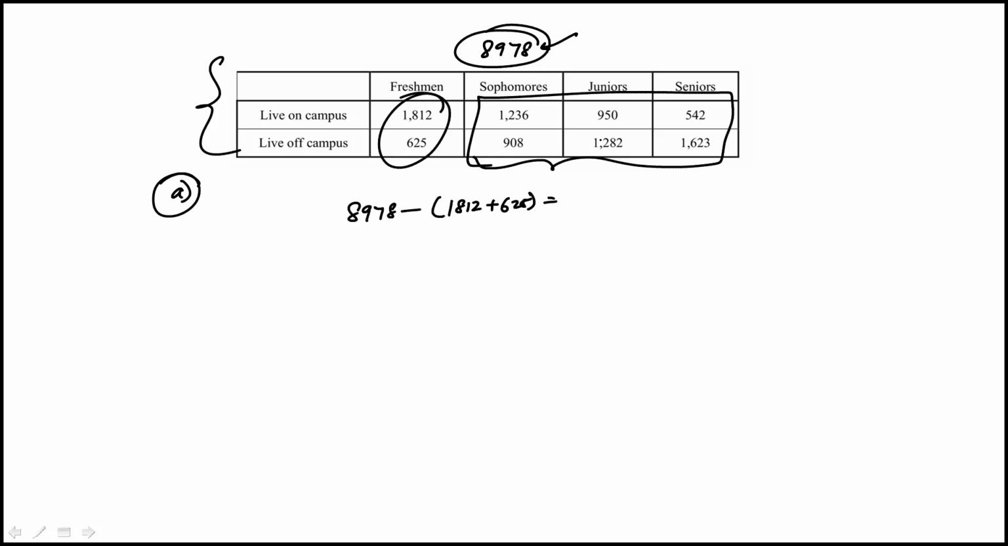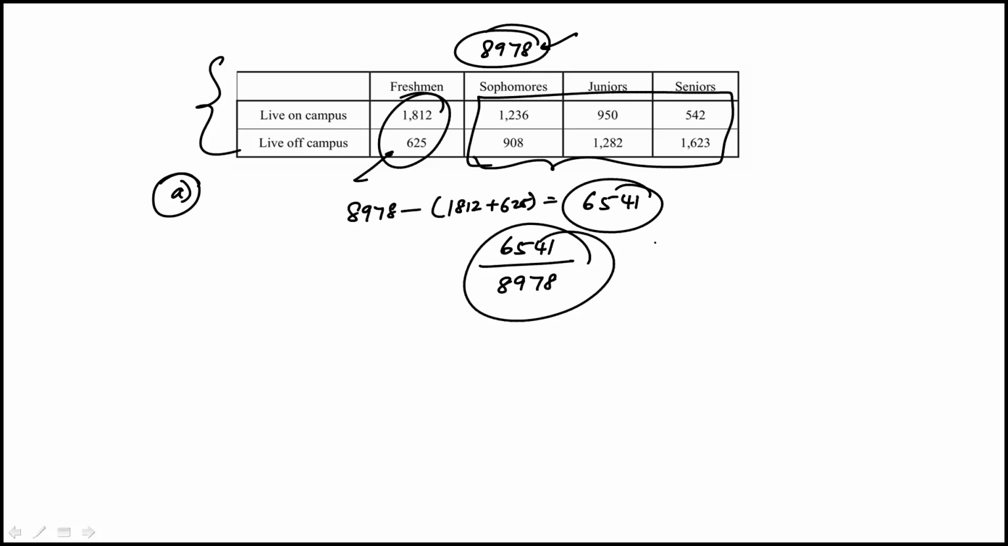So instead of adding all of those, I'll just first add the freshmen, subtract them. So that would be 1812 plus 625 minus 8978, and that's 6541. So that's the number who are not a freshman. So the probability would be 6541 over the total number. And you'll notice they've left the answers in this form. It's possible in the exam they want you to write this as a real number, not as a fraction, but as a decimal.